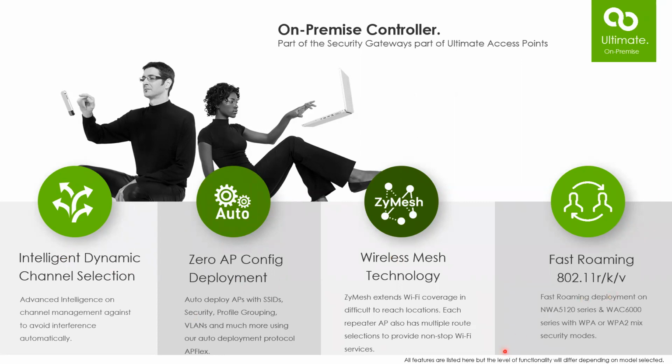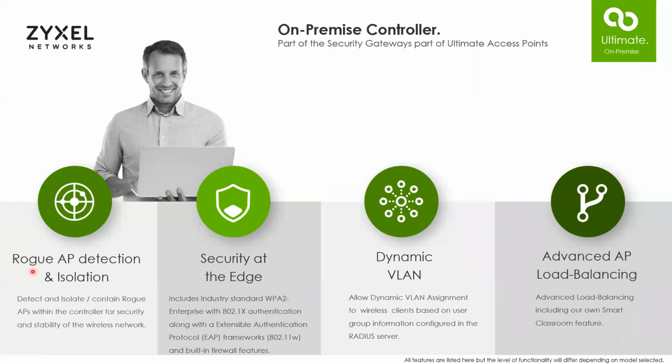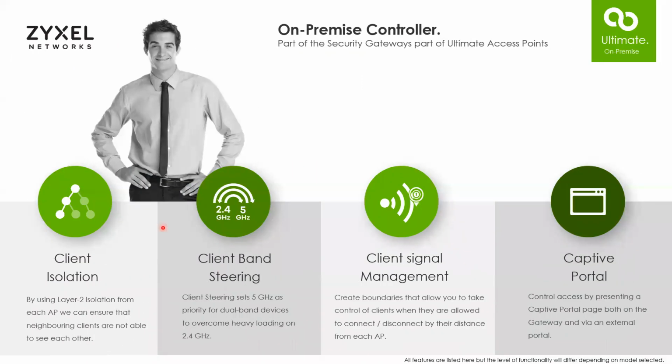Mesh technologies, fast roaming. One of the only technologies here that is not available in Nebula is rogue AP detection and isolation. We offer dynamic VLANs, AP load balancing, client isolation, et cetera, captive portal. So I just wanted to talk a little bit about that.